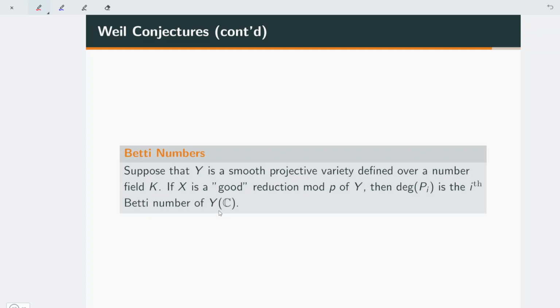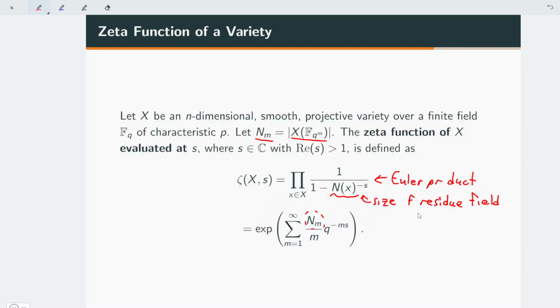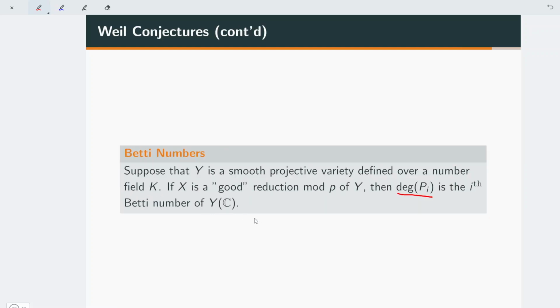So this is maybe the most surprising conjecture to me, because it relates this sort of discrete information. The zeta function of X is very much a discrete object. It's counting the number of points of something, whereas the Betti numbers are a topological notion, so it's sort of in the continuous world, so it's a surprise that they're related.